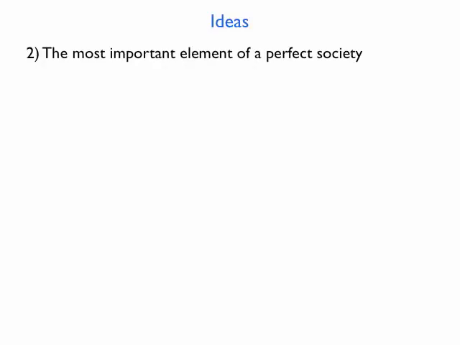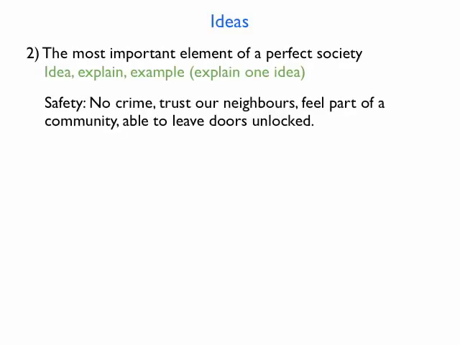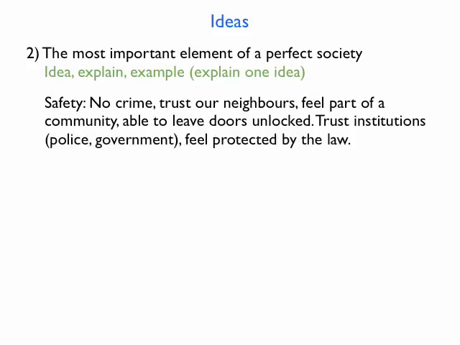First, for paragraph 2, the most important element of a perfect society. This question tells us to describe one element only, so I think I would write an idea, explain, example paragraph to explain one idea. As an example, I've chosen safety as my most important element of a perfect society. Safety could mean that there is no crime, we trust our neighbours, we feel part of a community, and we're even able to leave our doors unlocked without fear. Safety could also mean that we trust institutions like the police or the government, and that we feel protected from injustice by fair laws. We could say that safety is the most basic freedom.